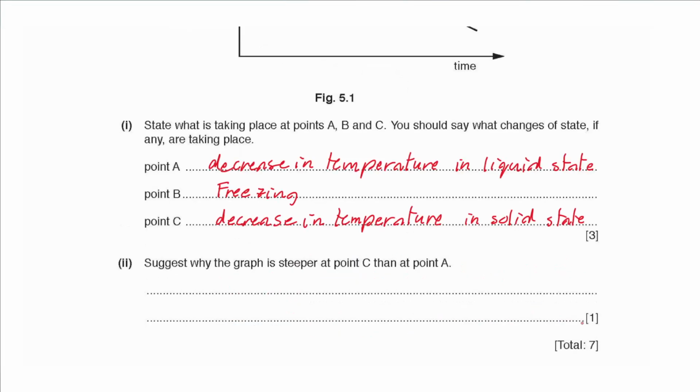B(ii) says suggest why the graph is steeper at point C than at point A. At point C we were solid, at point A it was liquid, and the temperature drop was faster at C. That means that the solid of this material has a lower thermal capacity, which means that it needs less energy to heat up and loses less energy to cool down. That's why it cools quickly.